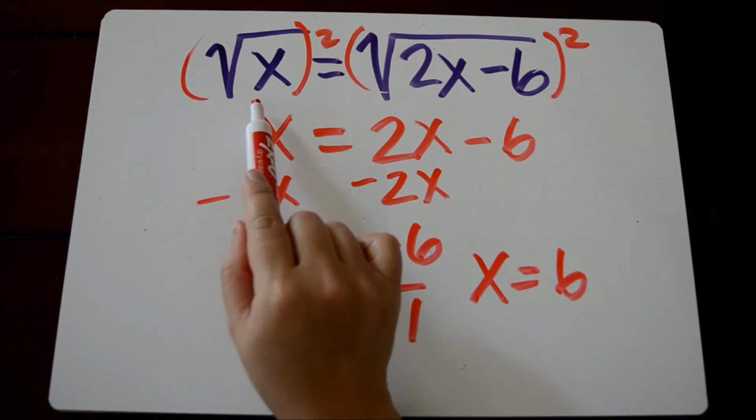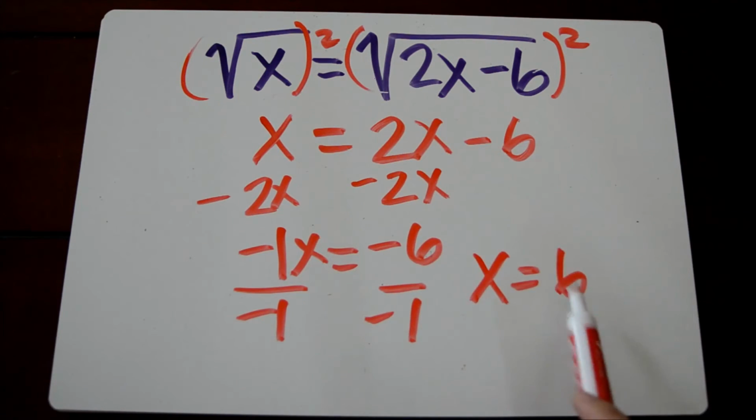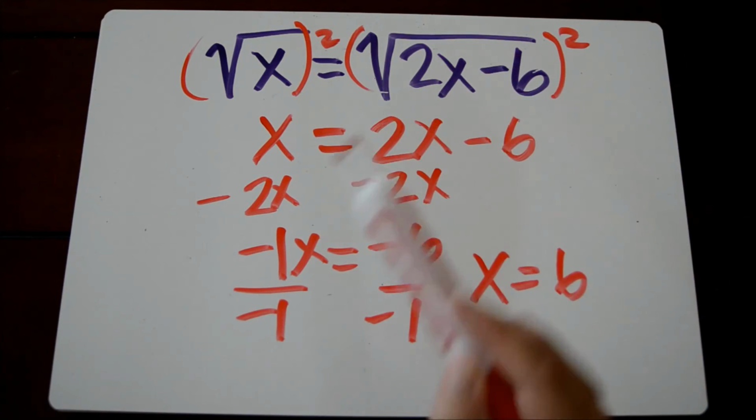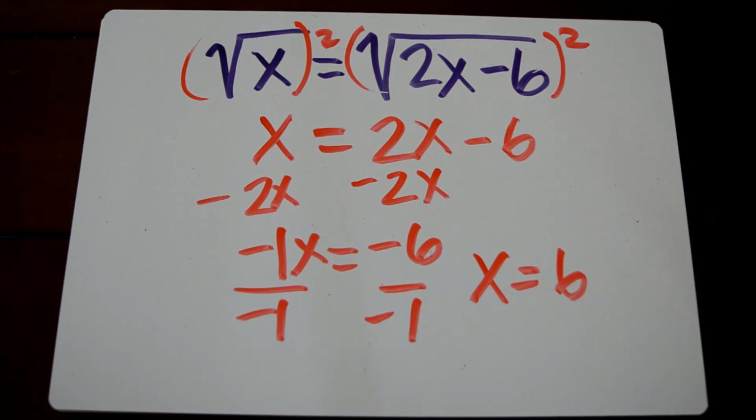Here, when we plug it in, we'll get the square root of 6. On the other side, 2 times 6 is 12. 12 minus 6 is 6, and so we also get the square root of 6, and that, in fact, works. That concludes our lesson on solving radical equations.